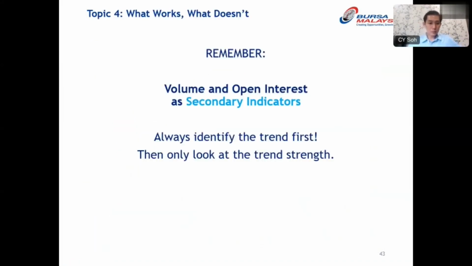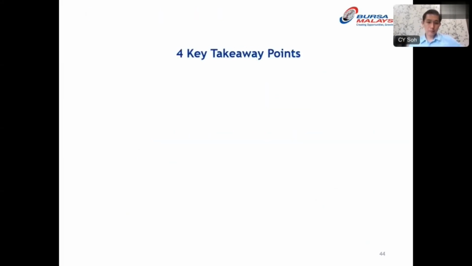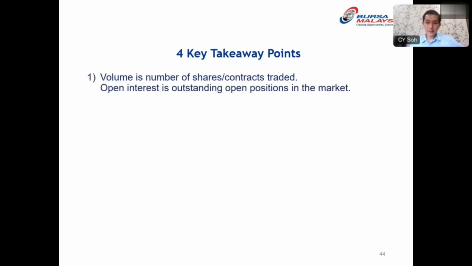Now, remember, before I end today's sharing, volume and open interest are generally used as secondary indicators only. Always identify your trend using the primary indicator first. Only then do you look at your trend strength through volume or even open interest. So there you have it. Let me summarize what I have shared with you today.